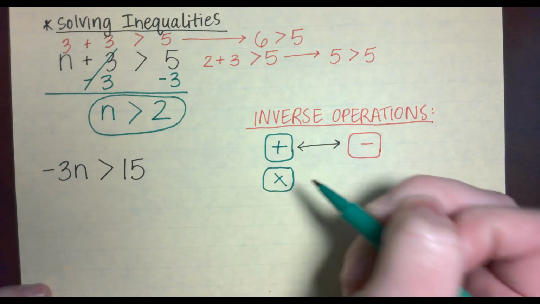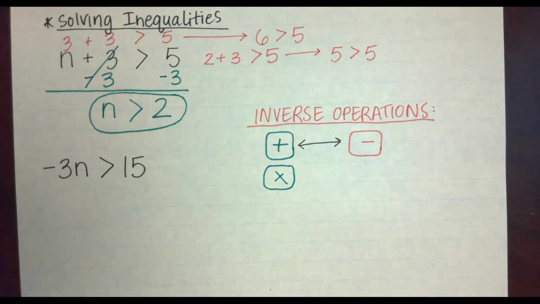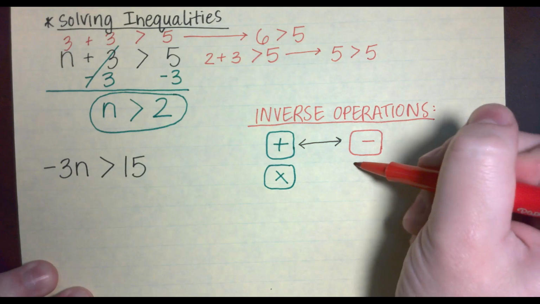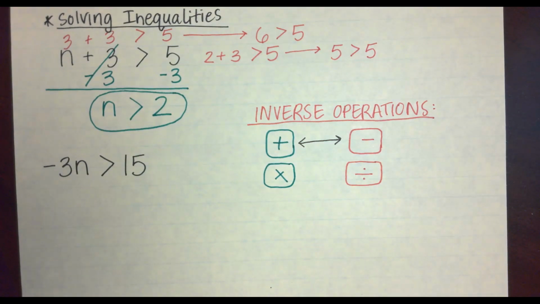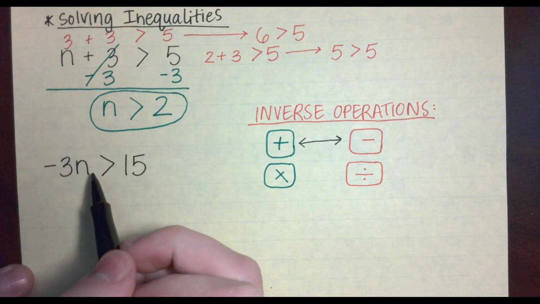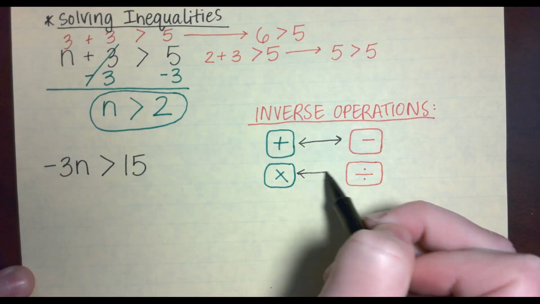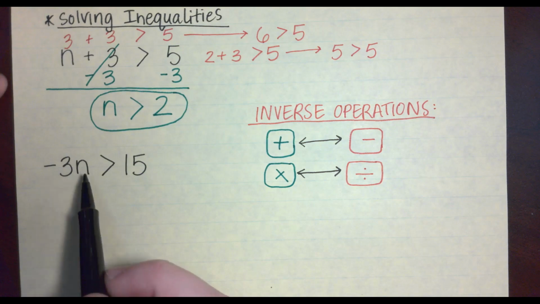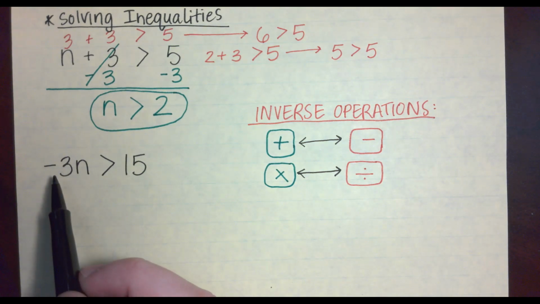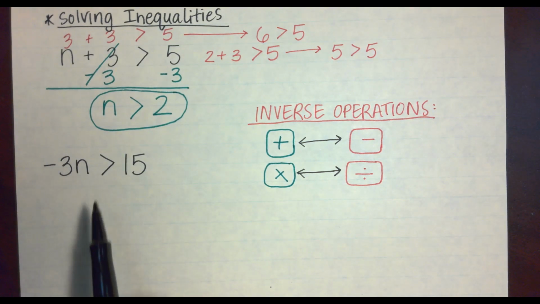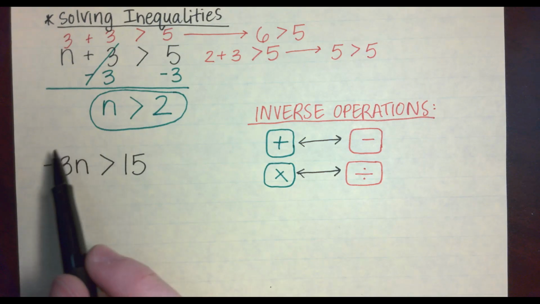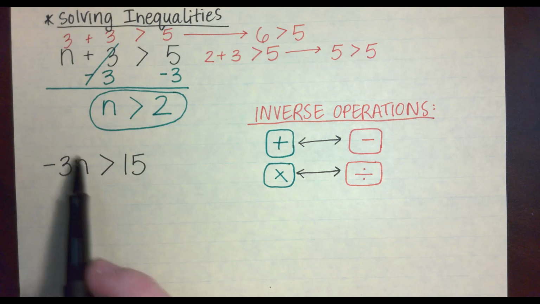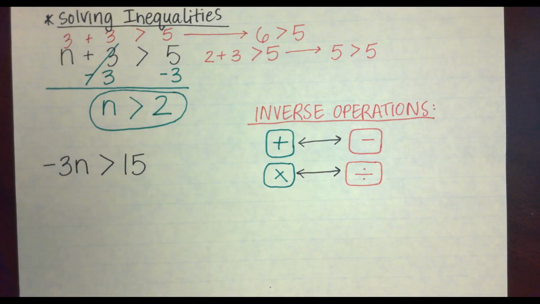Okay. What's the opposite of multiplication? Division. Good. All right. So now we have this key here. So whenever I have negative 3 n, what operation is happening there? Yeah, negative 3 times n. So if we want to get n by itself, we need to do the inverse operation of multiplication. What's the inverse of multiplication? Division. So what are we going to divide by?